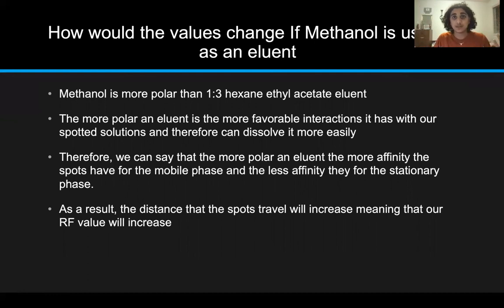And so, since methanol is much more polar than 1 part hexane, 3 parts ethyl acetate, we expect all three of our RF values to go up, since the spots are going up, meaning the numerator is going up, while the denominator, which is our solvent front, stays constant. Therefore, the RF values for A, B, as well as the co-spot will be expected to go up if methanol is in fact used as an eluent.